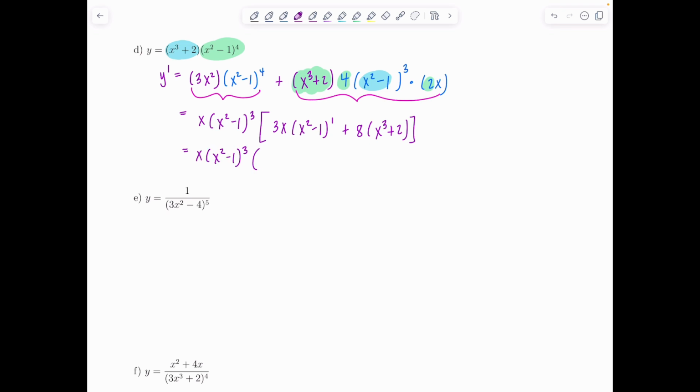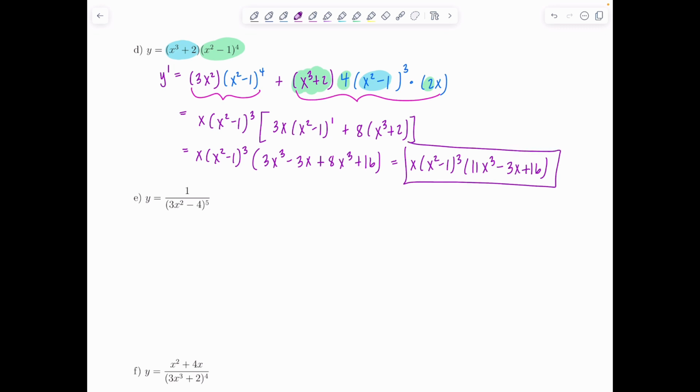Let's distribute everything inside. 3x cubed minus 3x plus 8x cubed plus 16. So then this is x times x squared minus 1 cubed, 11x cubed minus 3x plus 16. Woohoo! Very good. Very good. Okay, just a couple more. Did you get that last one right on your own?